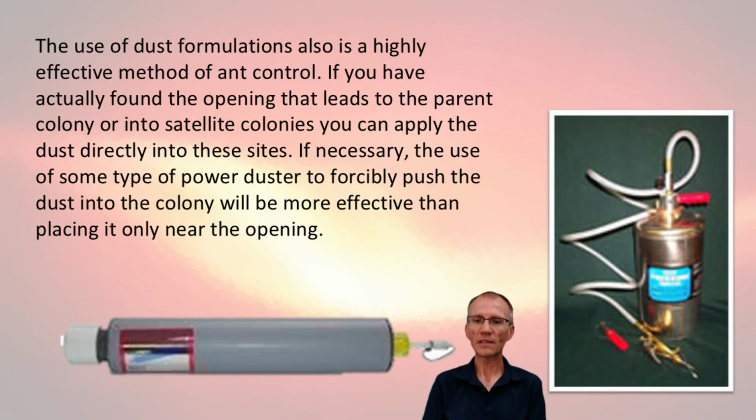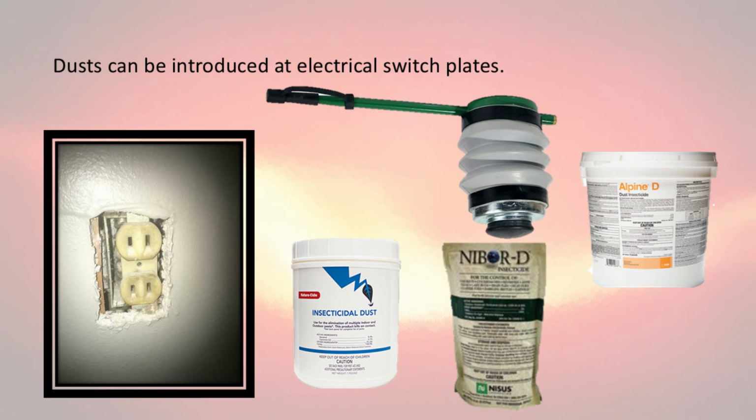The use of dust formulations also is a highly effective method of ant control. If you have actually found the opening that leads to the parent colony or into satellite colonies, you can apply the dust directly into these sites. If necessary, the use of some type of power duster to forcibly push the dust into the colony will be more effective than placing it only near the opening. Dust can be introduced at the electrical switch plates as shown here.